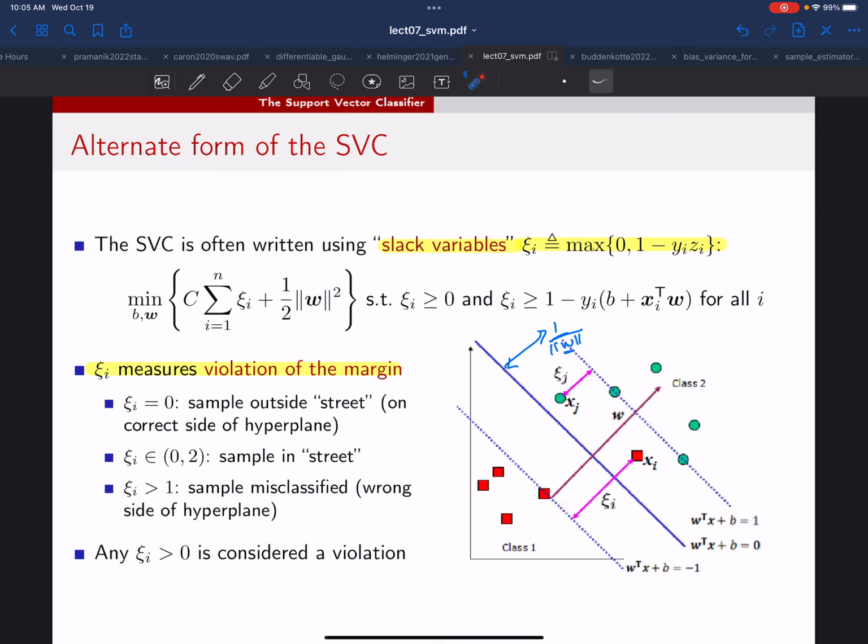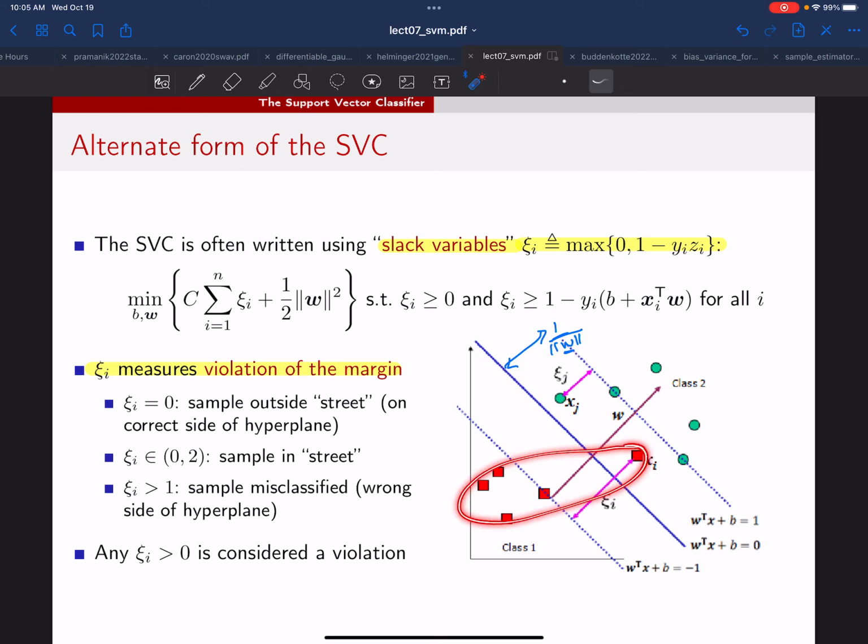Okay, so if you're on this edge or in the street, xi will be between 0 and 2. If you're on the wrong side of the street, xi will be greater than 2. And if you're exactly on the boundary, then xi equals 1. And if it's greater than 1, that means you're on the wrong side of the boundary, so you would be misclassifying that training sample. Okay, so this is just another way to think about the SVC and these slack variables.